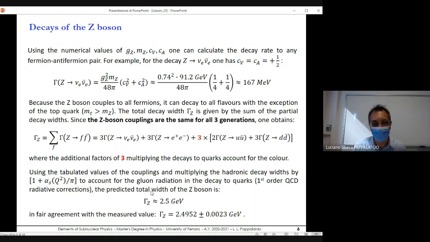So when you consider all these together, you get 2.5 GeV as the total width of the Z, as we already saw last time, okay? And this is in perfect agreement with the experimental value. This means that the higher order QCD corrections are, in a sense, negligible. Of course, they are there. You can radiate two gluons, three gluons, whatever, but the contribution becomes smaller and smaller.